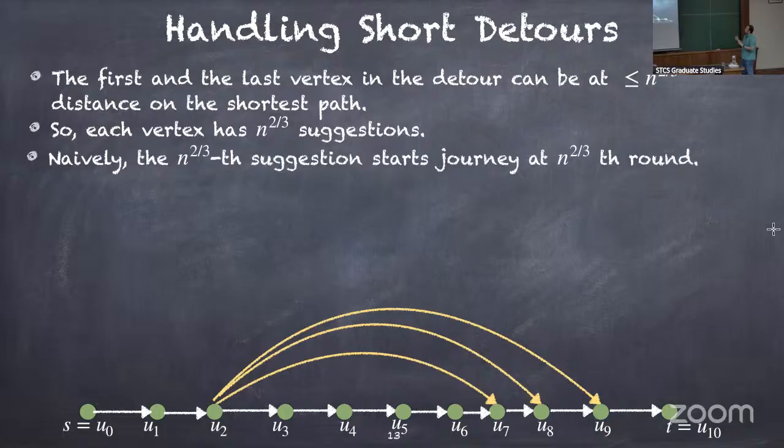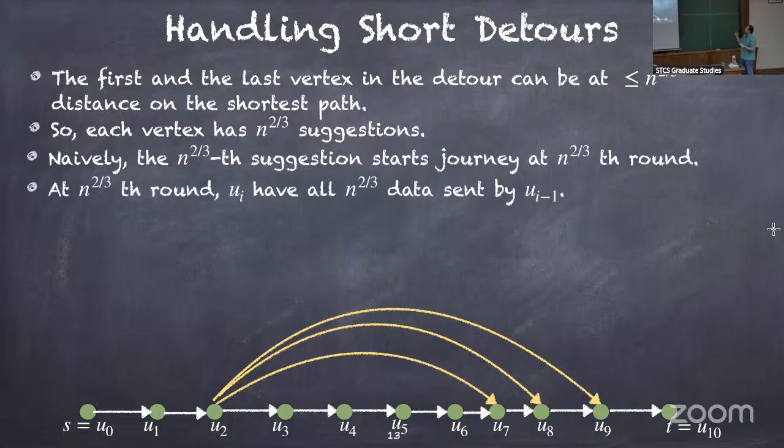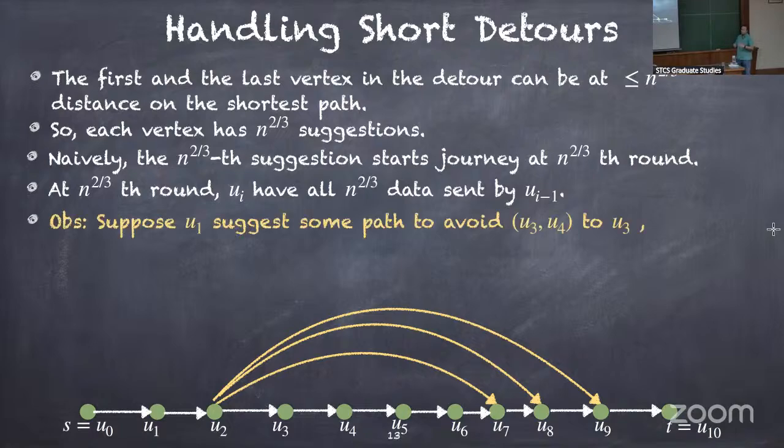Here I will be quickly going through this. Each vertex has n to the power 2/3 many suggestions. So in n to the power 2/3 rounds, Ui will be sending n to the power 2/3 data to Ui minus 1. We cannot just naively send all those data.